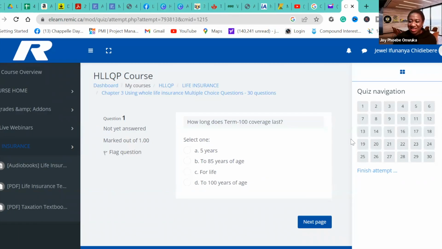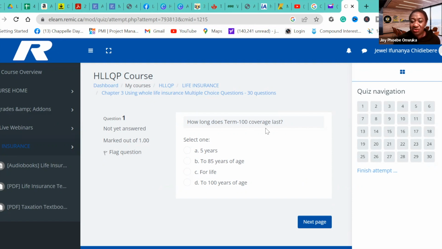I was looking at chapter 3. Oh my goodness, lots of questions. It's actually 30 questions. So let's start. If you recollect, chapter 3 dealt mostly heavily with whole life insurance. Question 1 says, how long does 100 coverage last? Chapter 3 is whole life and more or less permanent insurance, but whole life and term to 100. Again, if you haven't seen the actual training for the class, please go check it out now.